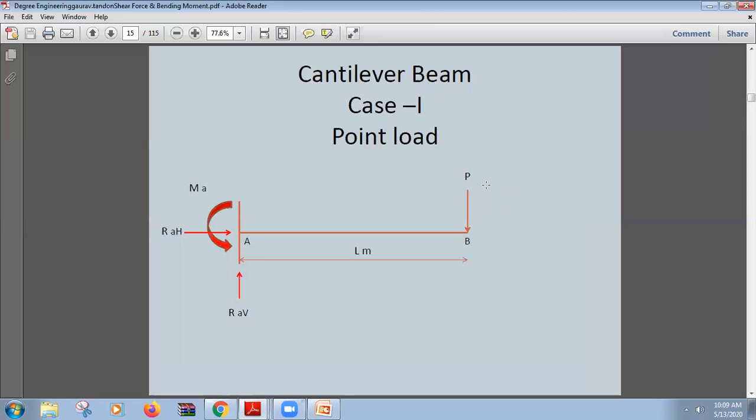So here we are having this type of support. We are having a cantilever beam that has one end supported and another free. So we will analyze first of all the cantilever beam. We will draw the bending moment diagram and shear force diagram of the cantilever beam.